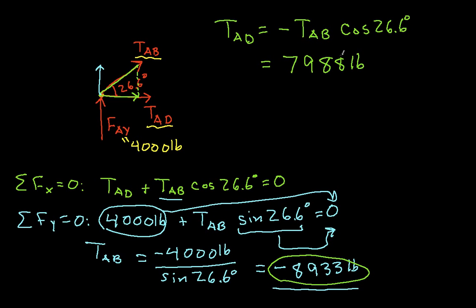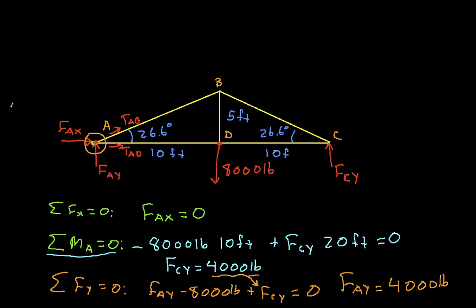Okay, so we've made good progress. We now know TAD and TAB. Let's go back to our other window here to write down what we know. We know that TAD is 7,988 pounds. We know TAB is minus 8,933 pounds. And I guess we can say we knew that FAY was 4,000 pounds, as well as FCY.